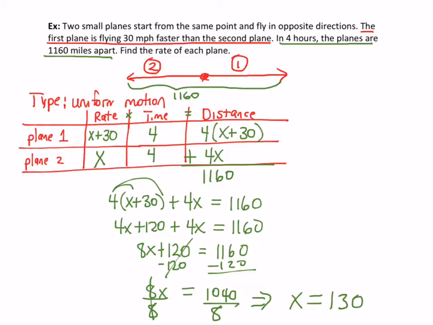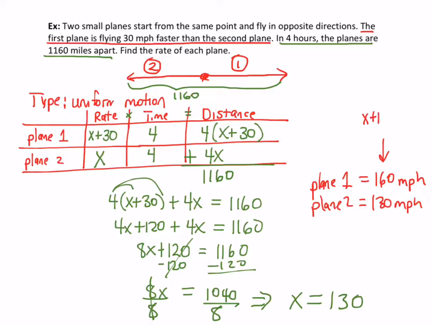So the question is, find the rate of each plane. Well, if x equals 130, that information is used here and here. So plane 1 is going 160 miles per hour, and plane 2 is going 130 miles per hour. This, by the way, I got from doing x plus 30. There's the final answer.